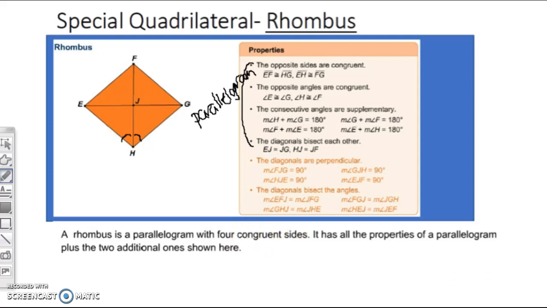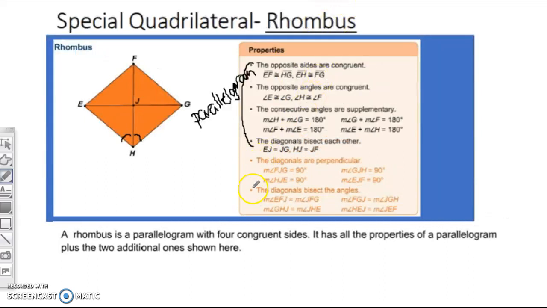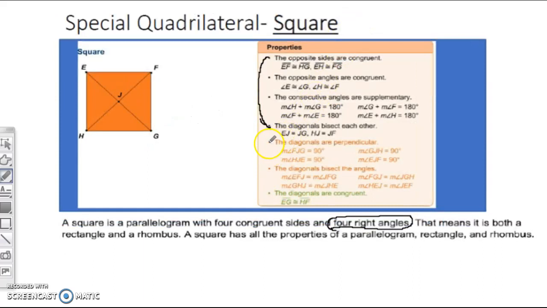And then when we get even more specific, we get into a square. Now, a square is also a parallelogram with four congruent sides, but in addition, it also has four right angles. Of course, we have our properties of parallelograms that are true for every parallelogram. These were the two properties that were true for a rhombus: the diagonals are perpendicular and the diagonals bisect the angles. Those are also true for a square. But then even more specifically for a square, the diagonals are congruent. So all of those properties are for a square.